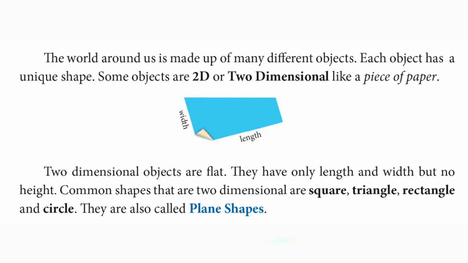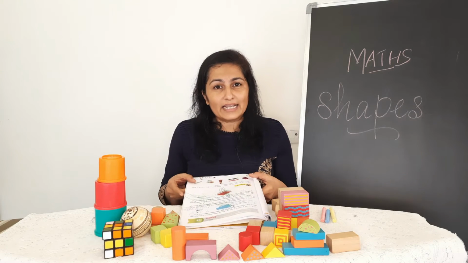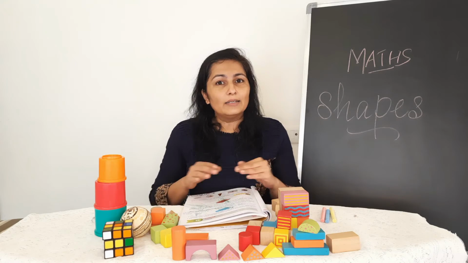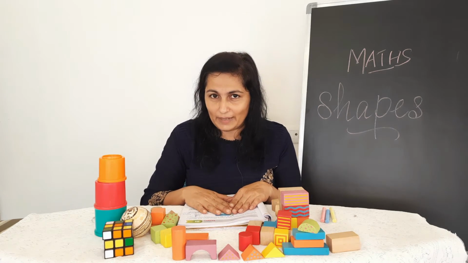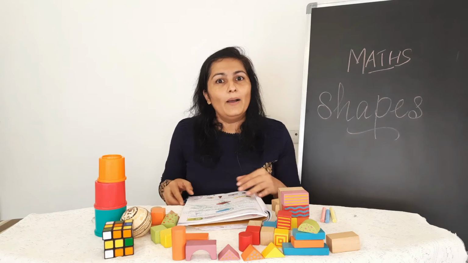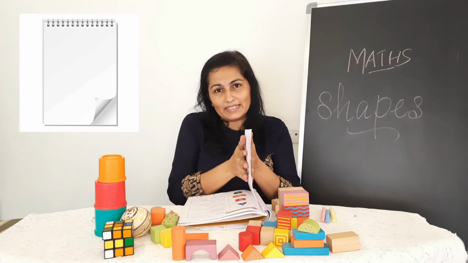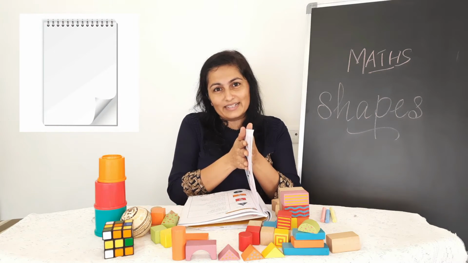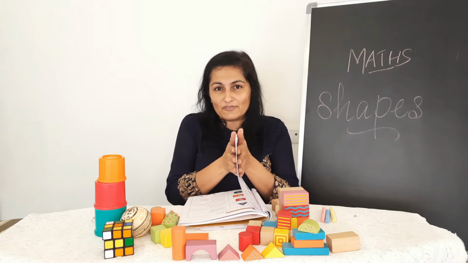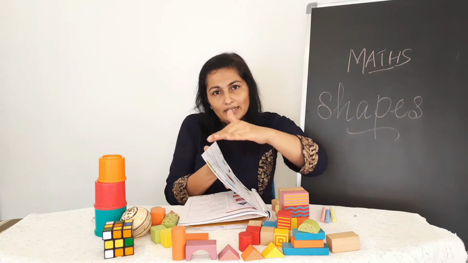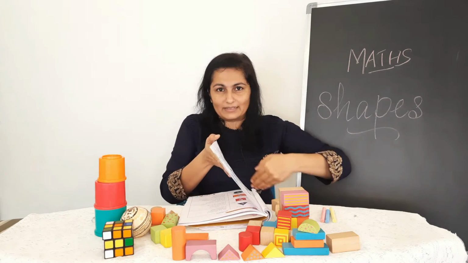Now 2D shapes are also called flat shapes. What do you think about when you remember flat shapes? Yes, a piece of paper. In fact, the textbook that you are studying from is a 3D shape, but we will come to it later. The pages of this book are a 2D shape. The piece of paper is flat. It only has the length and the width.